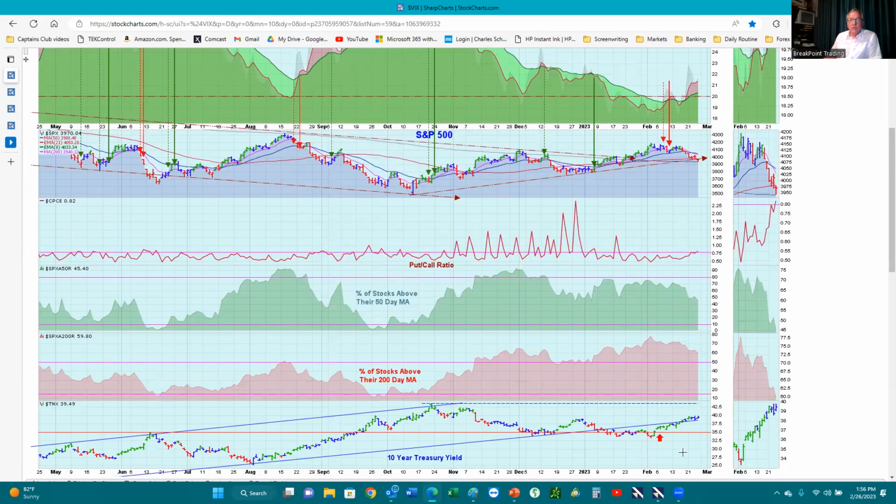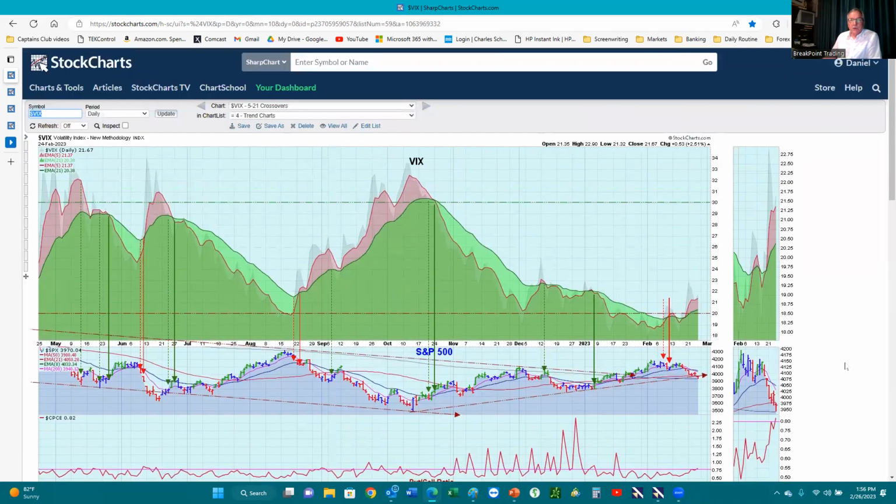And the 10-year Treasury continues to go higher, which implies the bond market is thinking that there will be more rate hikes coming. And I think that's probably true. We'll see if it's 25 or 50. I'm kind of betting that it's going to be 50. But that's what the VIX looks like.